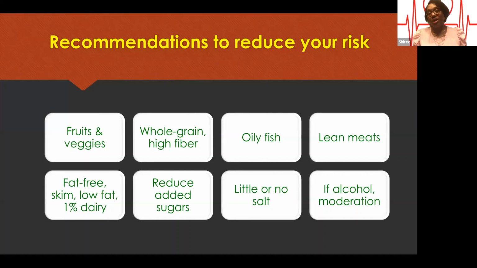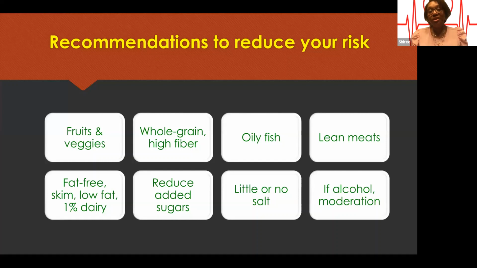Having whole grains and high fiber also helps with our bowel, making sure we have regular and normal bowel movements. Oily fish definitely helps with our heart. Eating lean meats, fat-free, reducing added sugar, because we'll talk in a minute about reading labels, because a lot of foods, unfortunately, come preloaded. Prepackaged foods already come preloaded with sugar. And then, of course, not only do you look at sugar, you also have to look at carbohydrates, which turn into sugar once they enter our body.